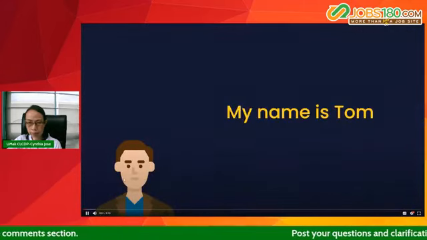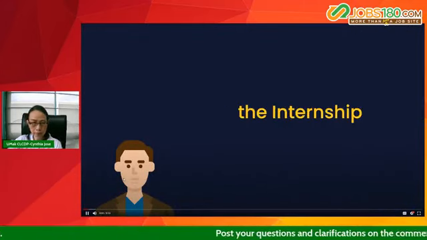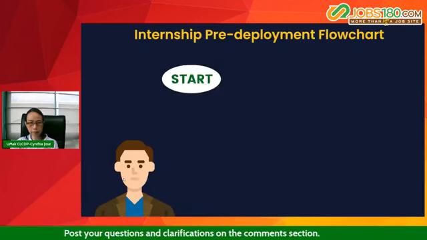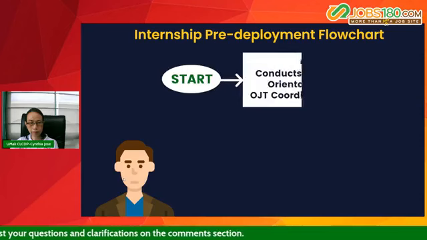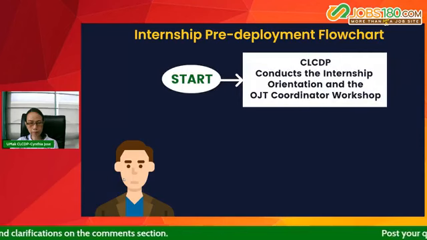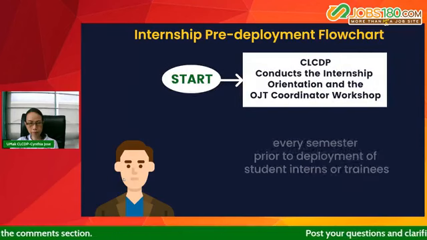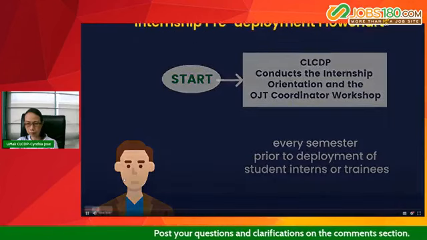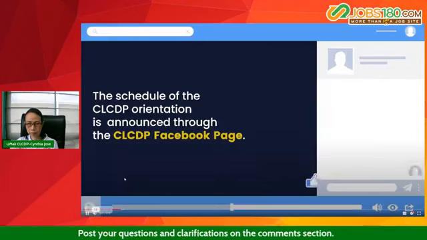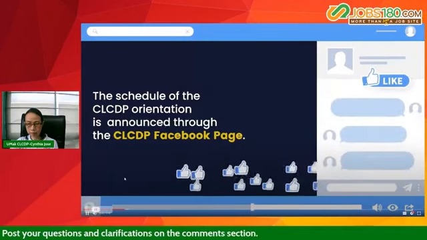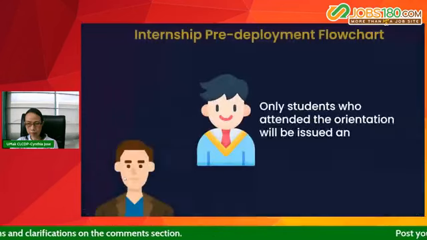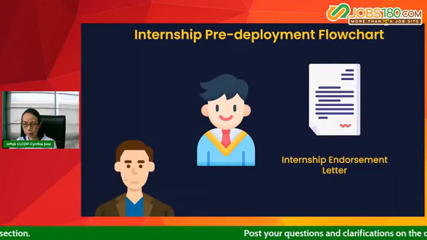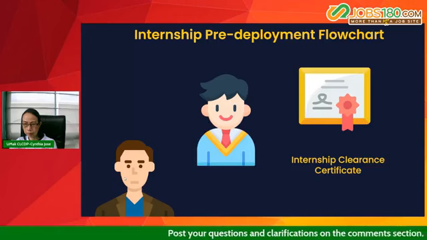Hi everyone. My name is Tom and I will explain the internship deployment flowchart. We will start with internship pre-deployment flowchart. CLCDP conducts the internship orientation and OJT coordinators workshop every semester prior to deployment of student interns or trainees. The schedule of the CLCDP orientation is announced through the CLCDP Facebook page. Only students who attended the orientation will be issued an internship endorsement letter and clearance certificate by CLCDP.